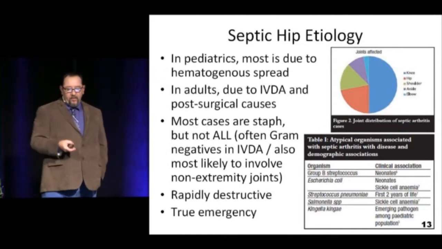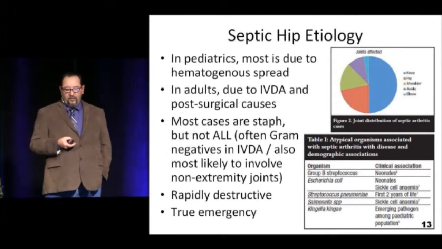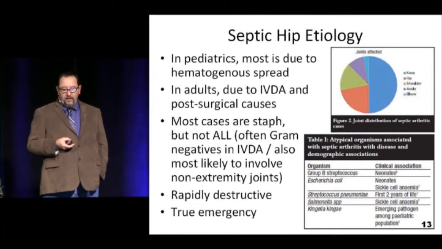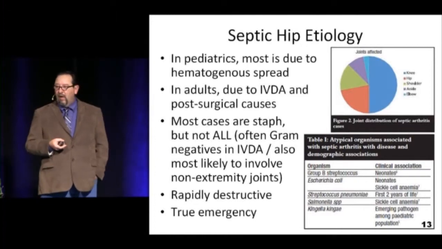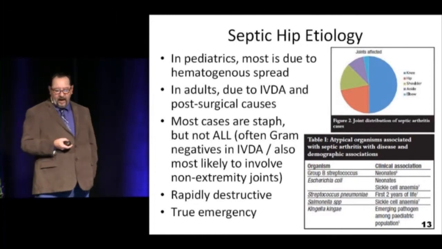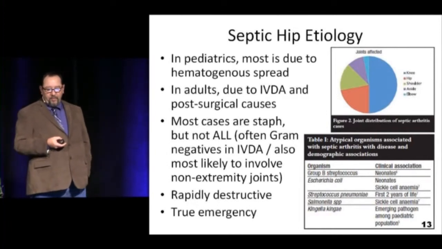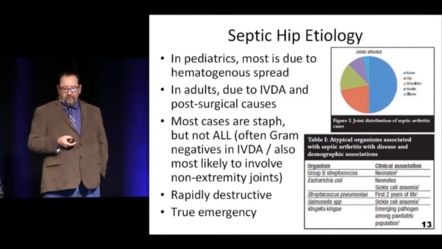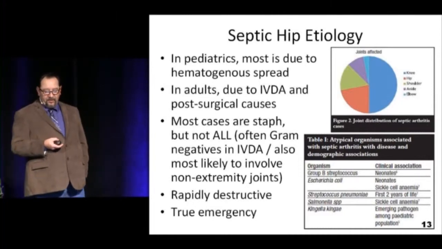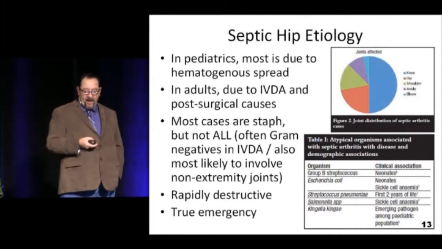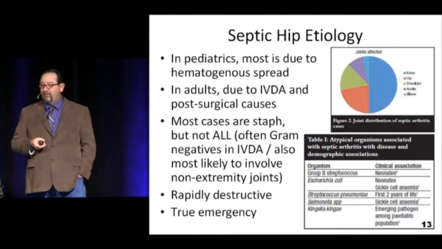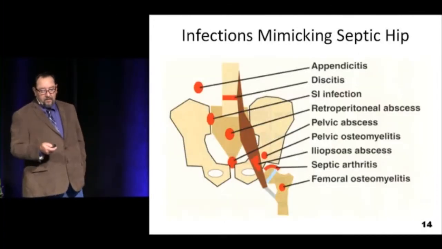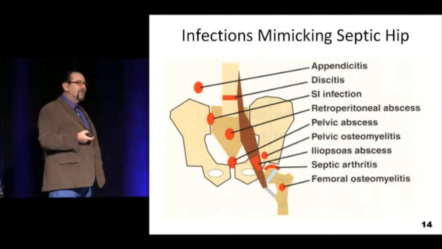And you can see down here the clinical association of different organisms with different groups. With neonates, you see the group B strep and the E. coli that they're going to pick up from crossing the birth canal. You're going to see some strep pneumonia in the first 2 years. We talked about the salmonella with the sickle cell, and some emerging pathogens that, quite frankly, I've never identified. It doesn't mean I haven't missed it, but I've never identified it. I like this slide a lot.